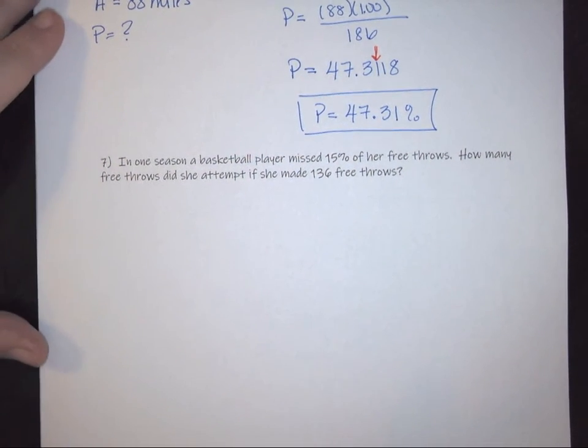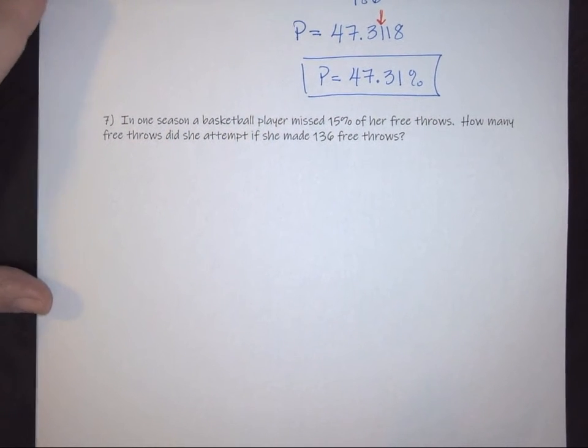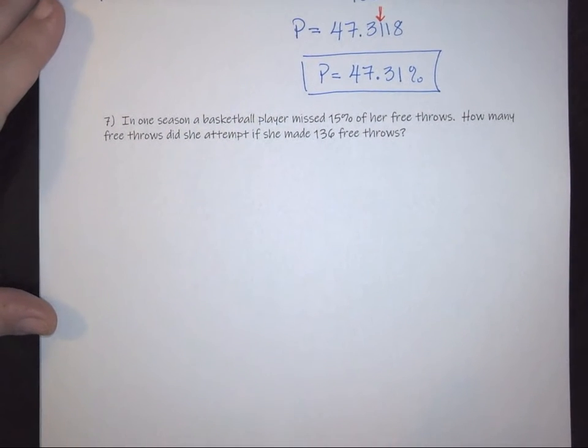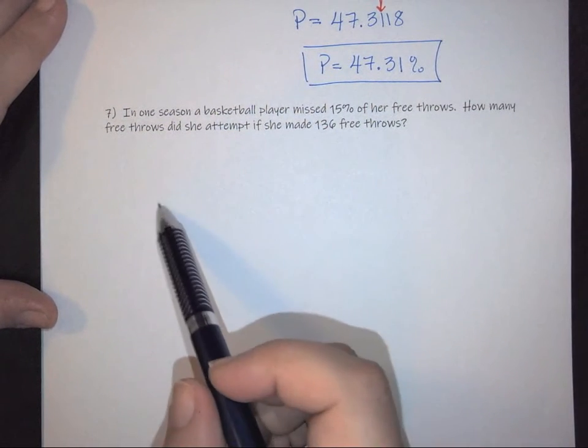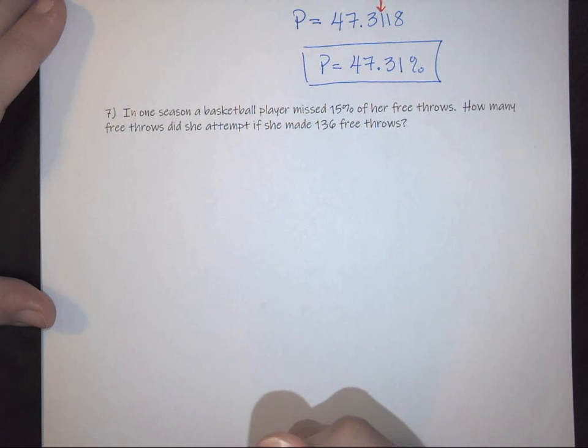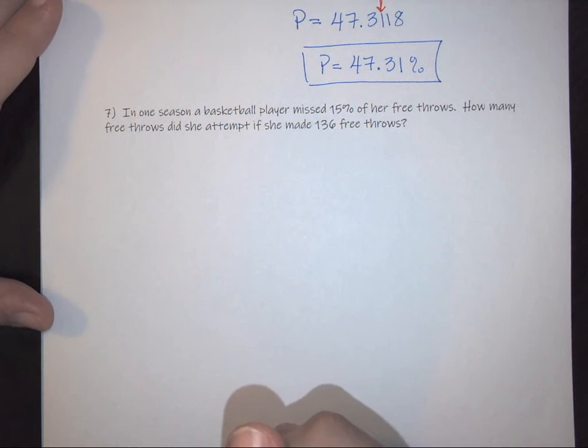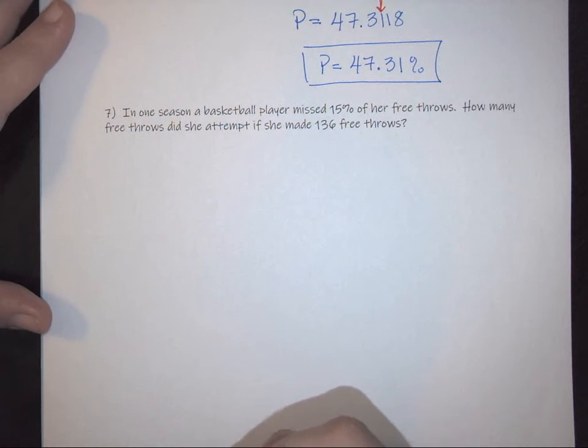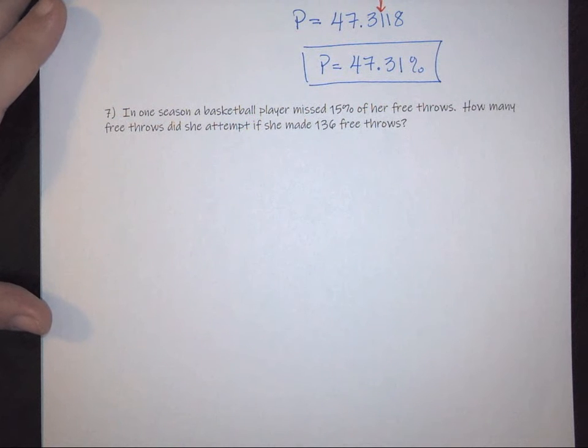Alright, let's look at one last one. In one season of basketball, a basketball player missed 15% of her free throws. How many free throws did she attempt if she made 136?